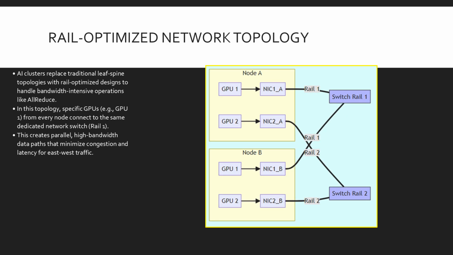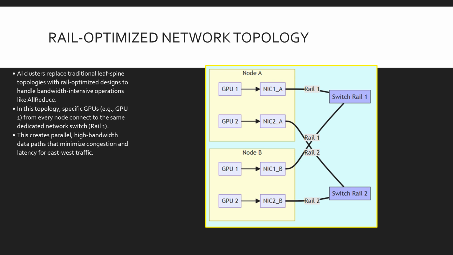Within that scalable unit, we use a specific cabling strategy called rail-optimized topology. In traditional networking, any server port connects to any switch port. In an AI factory, we are more precise. We connect the first GPU of every server to the same specific switch, forming Rail 1. We do the same for the second GPU to form Rail 2, and so on. Why? Because during AI training, GPU 1 often needs to talk to GPU 1 on other nodes. This topology creates parallel, non-blocking highways for data, drastically reducing the number of hops and latency.